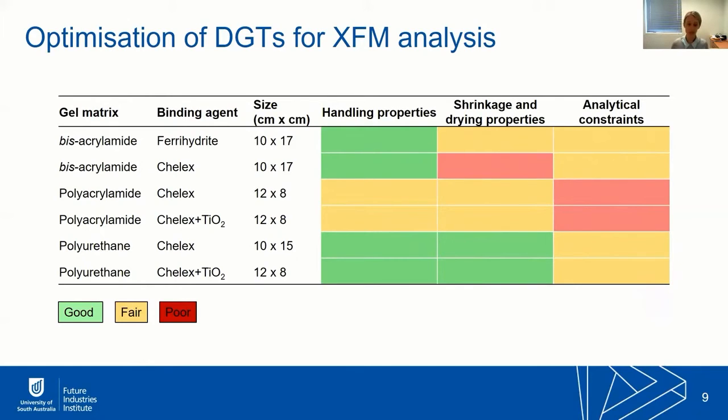Helix binds cations, so most of the micronutrients such as zinc, which is what we investigated, whereas ferrihydrite and titanium dioxide are anion binders. So we were looking at the binding of phosphate. As you can see, we then investigated handling properties, shrinkage and drying properties, and analytical constraints. What we found is that the polyurethane gels, the 2 polyurethane gels, were superior to the other gels, and so we have used these in subsequent experiments.